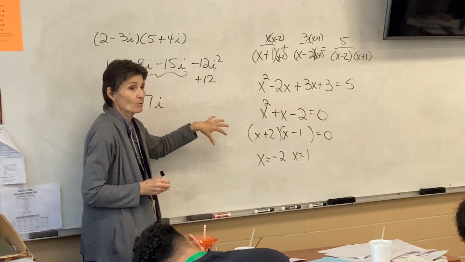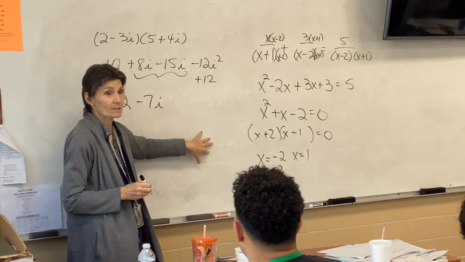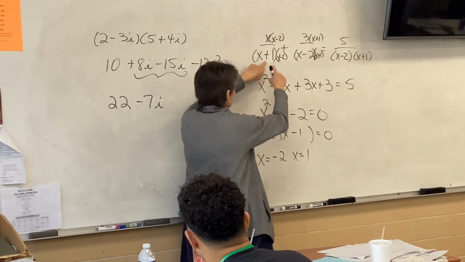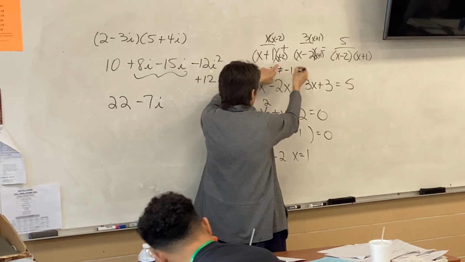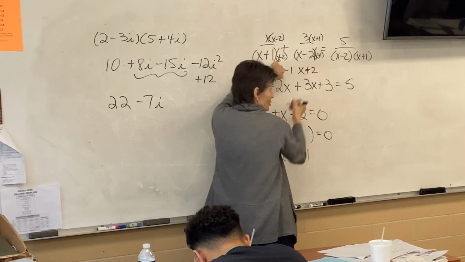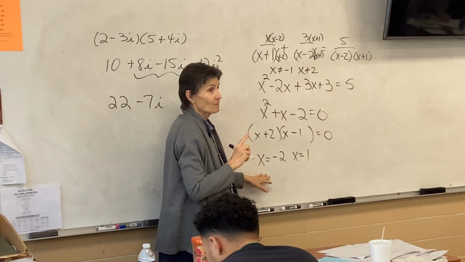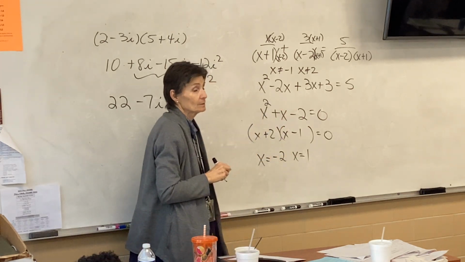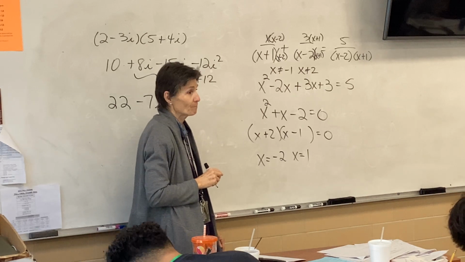Now, these are the ones you do have to be careful. They could have extraneous roots. If you look up here, think about domain. x cannot be negative 1, and x cannot be 2. So if we happen to get those, we didn't, but if we did, we have to cross them out. Denominator can never be 0.